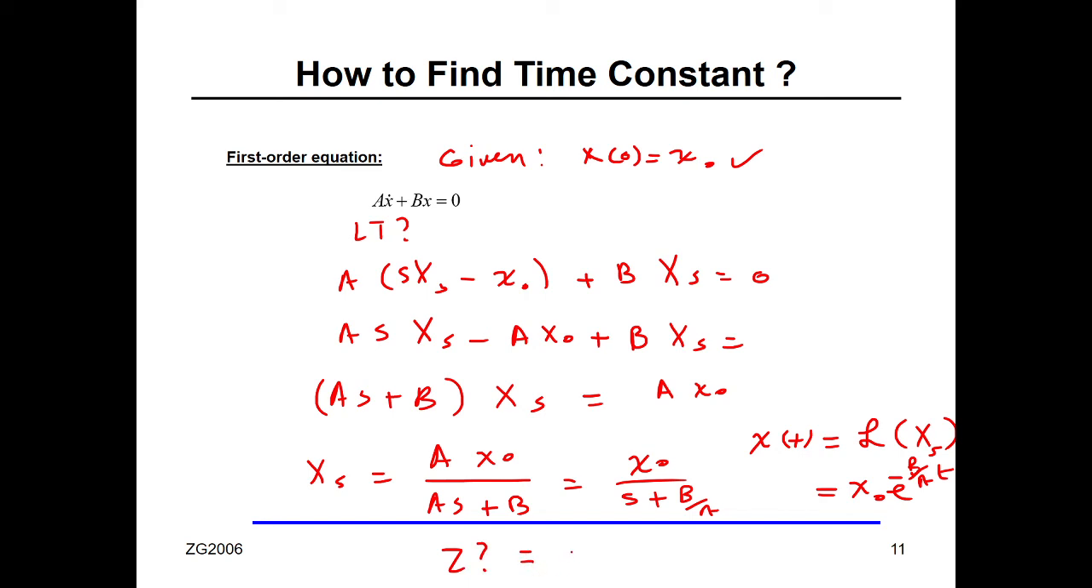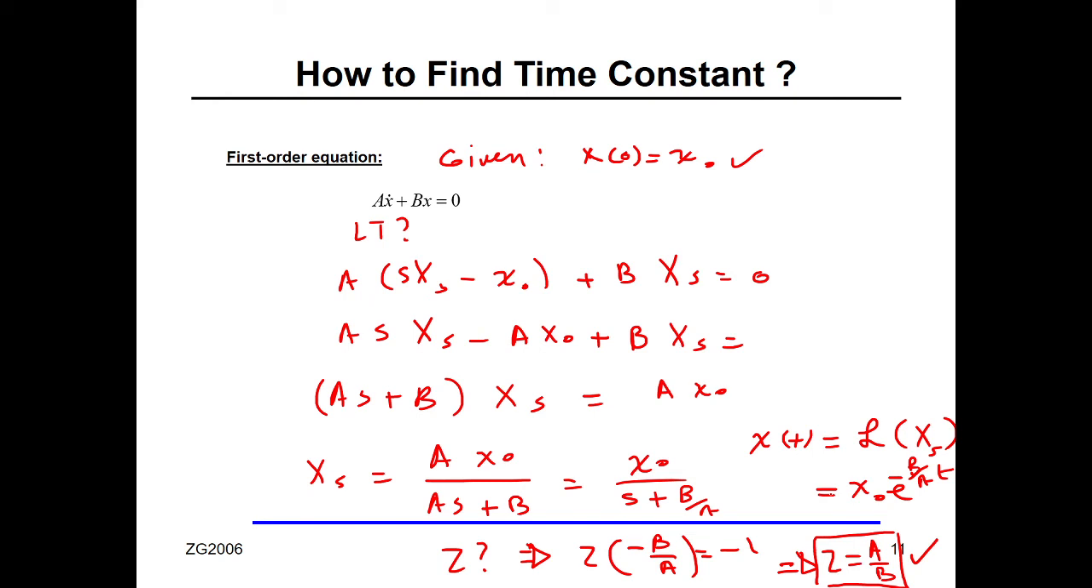It's equal to the value. Tau is the value such that if you multiply by the power, minus b over a, it will change it to minus 1. Therefore, tau will be how much? It will be a over b. Okay, this is the time constant.